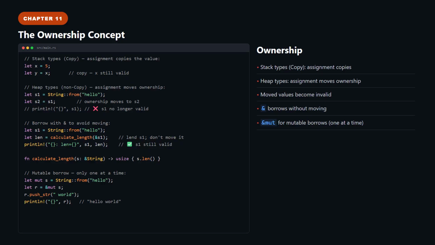Borrowing with ampersand lets you pass a reference without transferring ownership, so the caller keeps the value. Mutable borrows with &mut allow modification, but only one mutable borrow can exist at a time. We'll cover ownership and borrowing in depth in the next video. This is just enough to get you started.